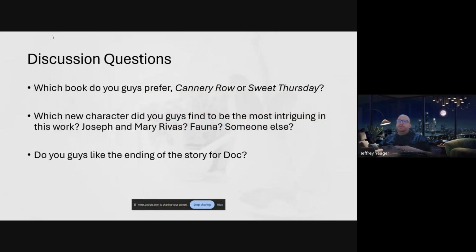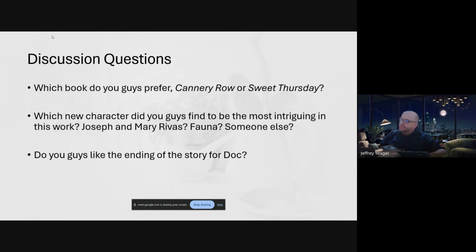Both books share this overall melancholy. I think Doc's loneliness is kind of a key theme in both of the novels. But this one is a little more upbeat than Cannery Row.